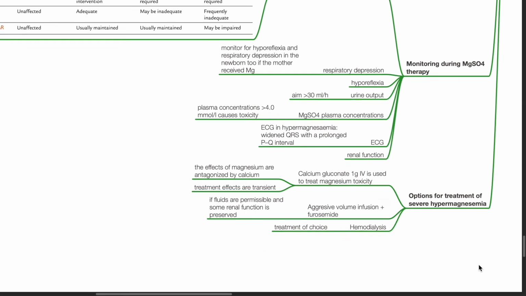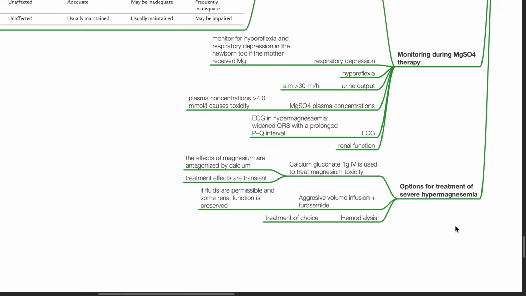Options for treatment of severe hypermagnesemia include IV calcium gluconate 1 gram. This produces transient treatment effects. Aggressive volume infusion with diuretics such as furosemide, if fluids are permissible and some renal function is preserved. Another option to remove magnesium is via hemodialysis.